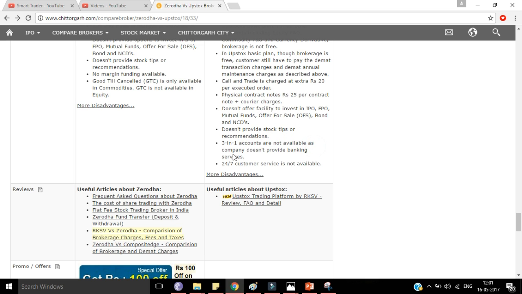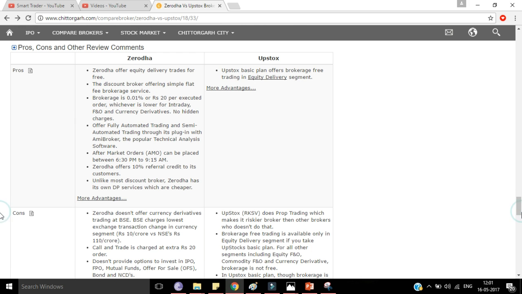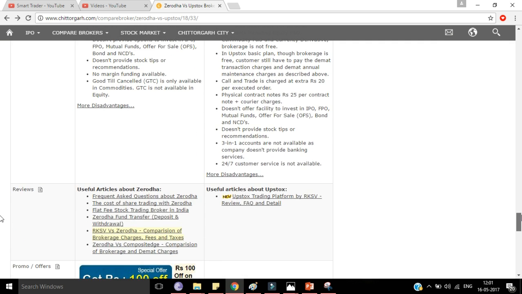3-in-1 accounts are not available. Company doesn't provide banking services. Definitely not. 24/7 service is not available. Same with Zerodha. So both have advantages and both have disadvantages. It's going to be a mixed review of people, how they have informed about this.